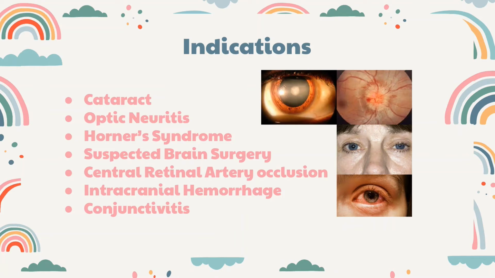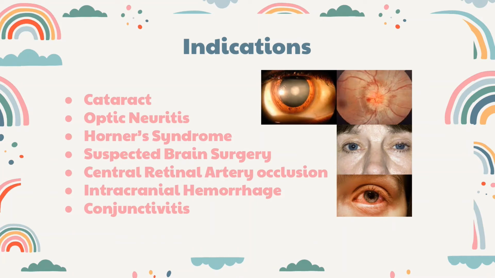We have suspected brain injury. After a head trauma, it is important to assess whether a brain injury has occurred, and this can be done through pupillary assessment. Fifth one, we have central retinal artery occlusion. The central retinal artery supplies blood to the optic nerve, which is part of the pathway between the pupils and the brain. Therefore, occlusion of this artery can be detrimental to pupillary function, and pupillary assessment must be done.